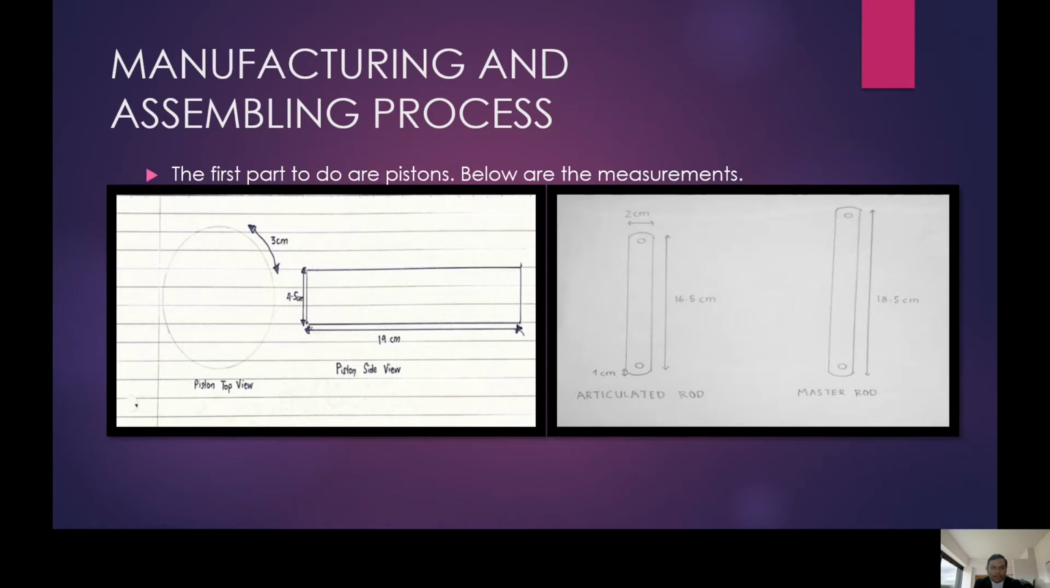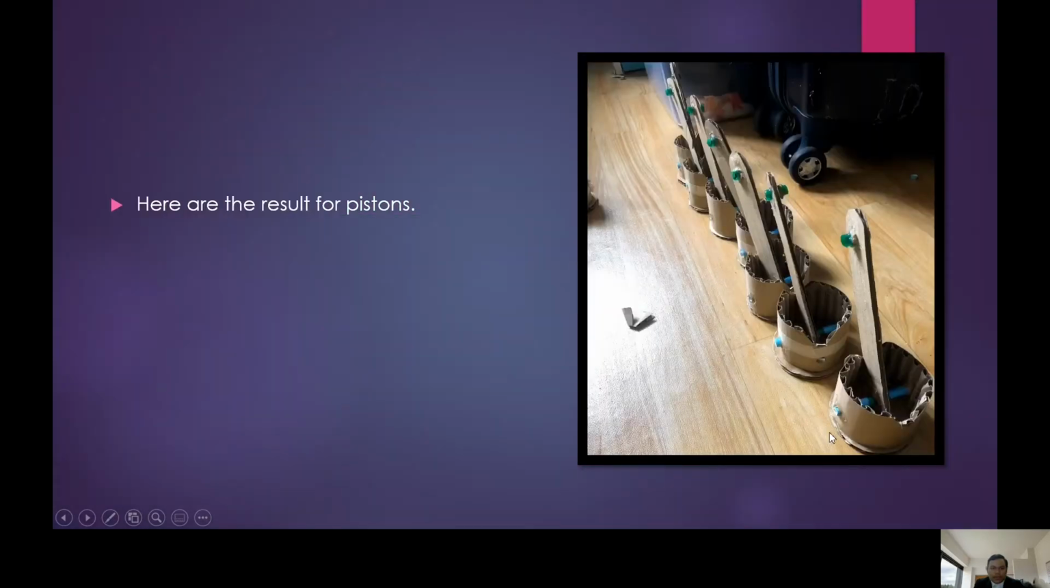Okay, the first part to do is the piston head and connecting rod. So it will become one piston. The total pistons I have to build is 7. So below are the measurements. As you can see here is the piston top view, and this is the piston side view. And this is the articulated rod, and this is the master rod. So next slide is, here are the results for the piston. So it has 7 in total.